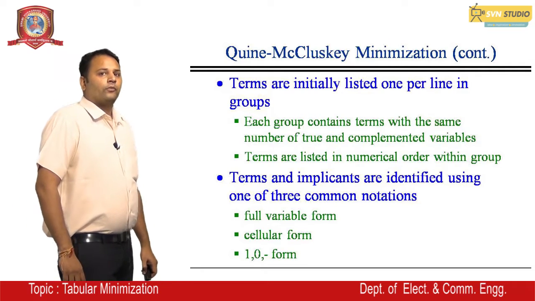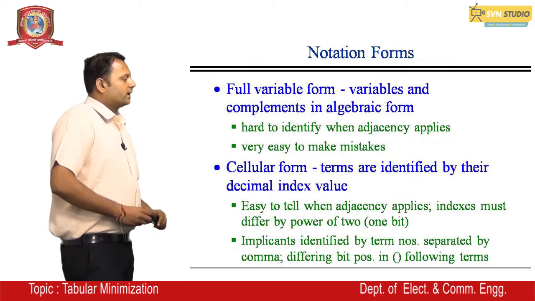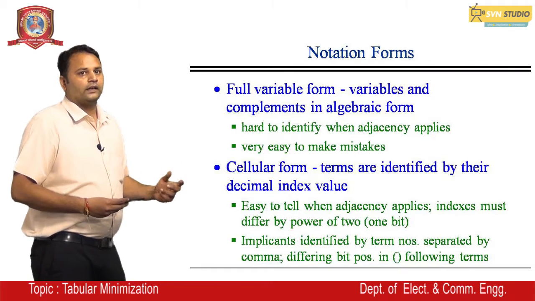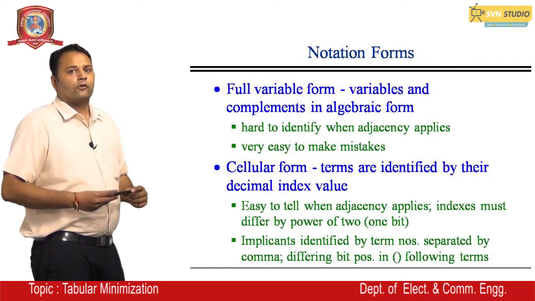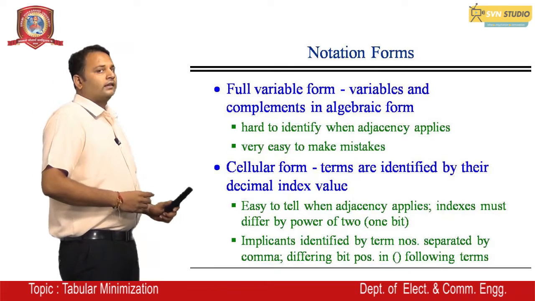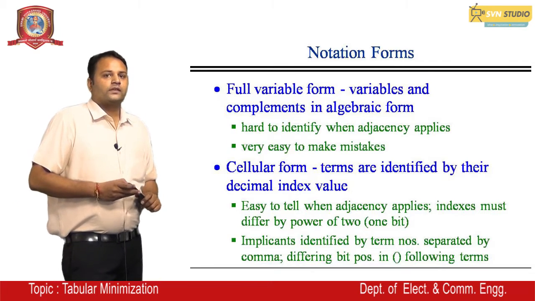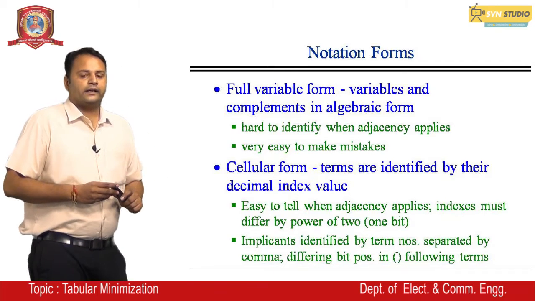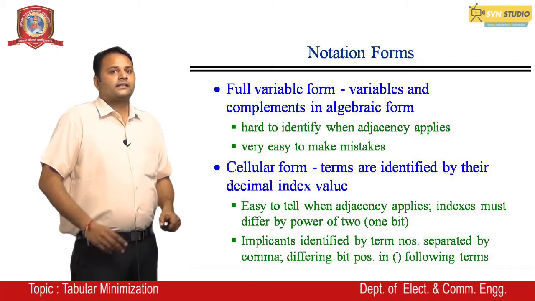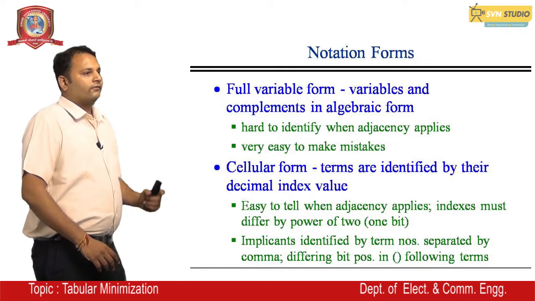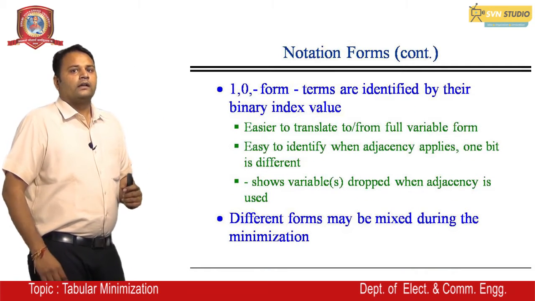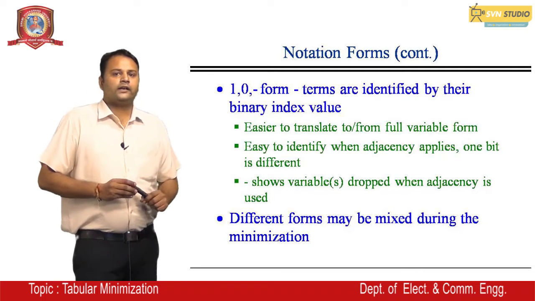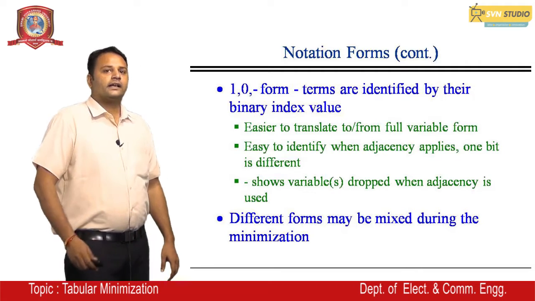Full variables form. The notations given in this method are: first, full variable form, with variables and complements in algebraic form. Second is cellular form, in which terms are identified by their decimal index value. Third is 1 and 0 form, in which terms are identified by their binary index value.